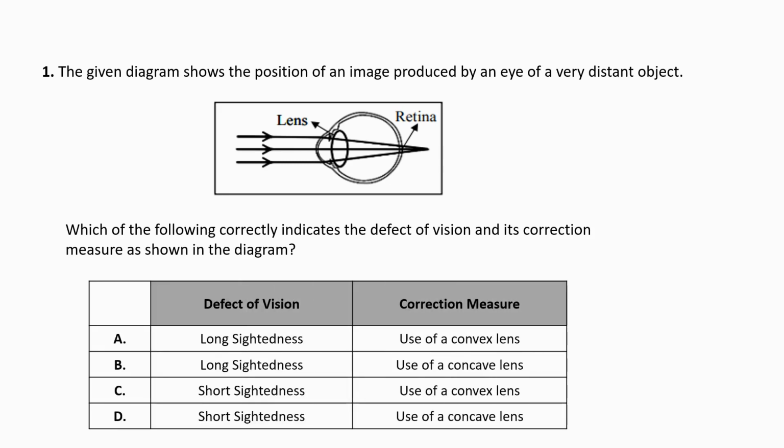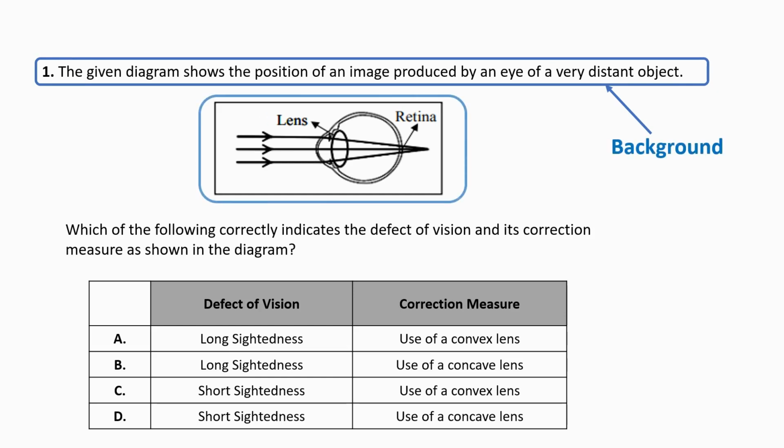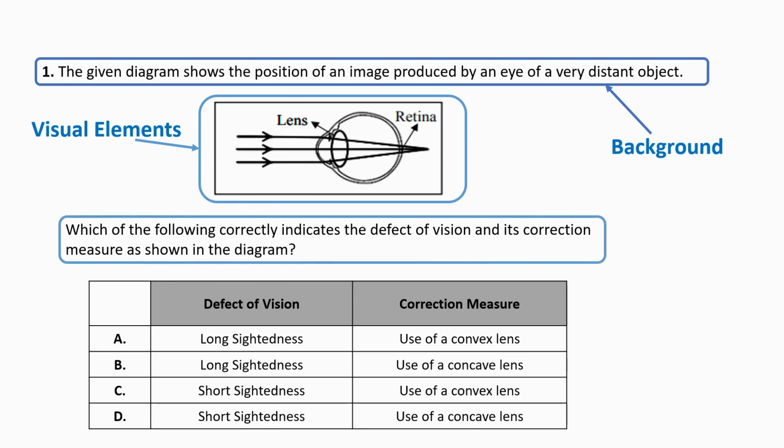So in this question you can see that this is a background where they are again directing us towards the diagram, and this diagram is your visual element for this question, and here this is the main body of the question where they are asking us to identify the defect that is present on the diagram and its correction as well.